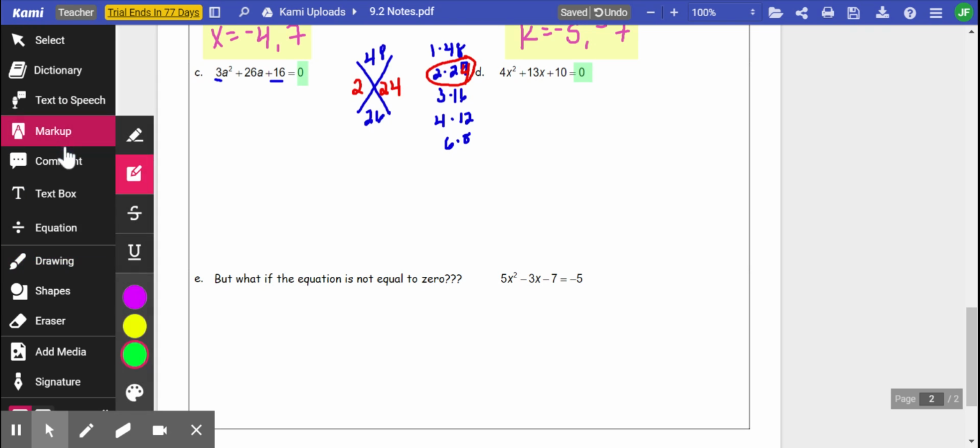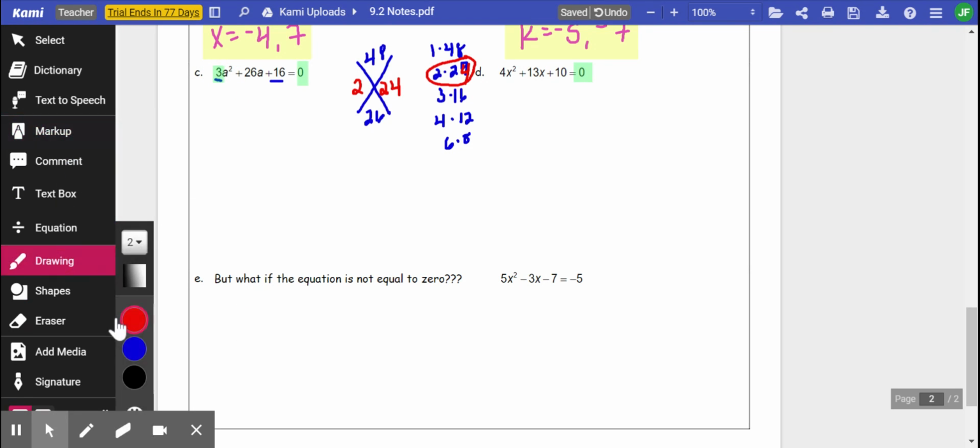Now, because there's a number in front of my a squared, this time I have to use AC split. So we're going to go ahead and write out 3a squared. We're going to write out the 16. We're going to write 2a and 24a in between, and then equals 0.